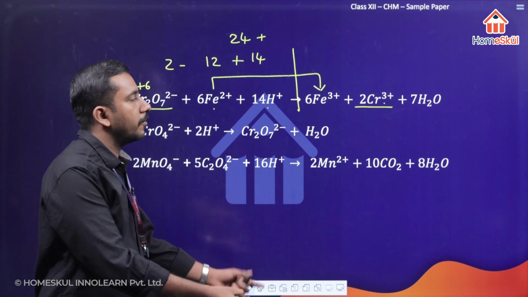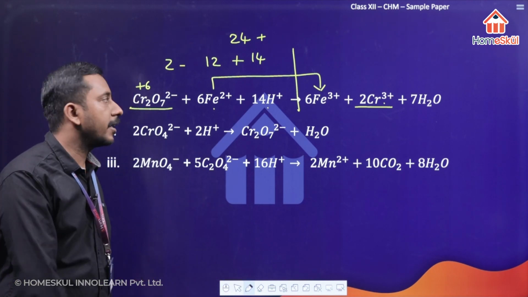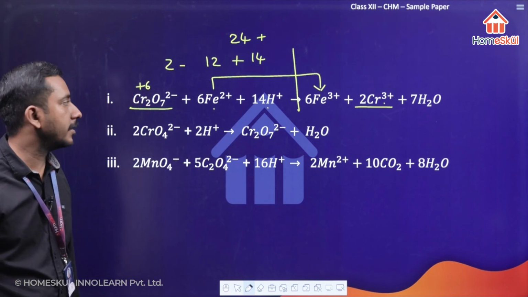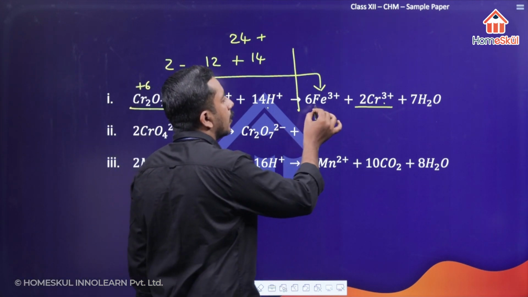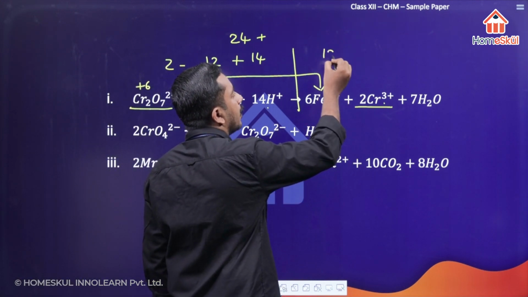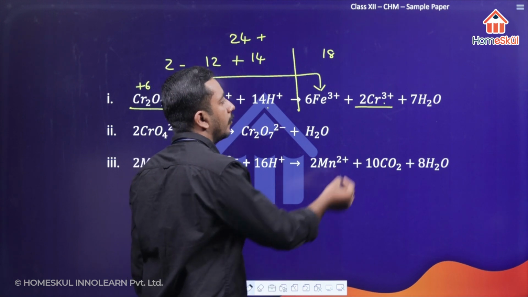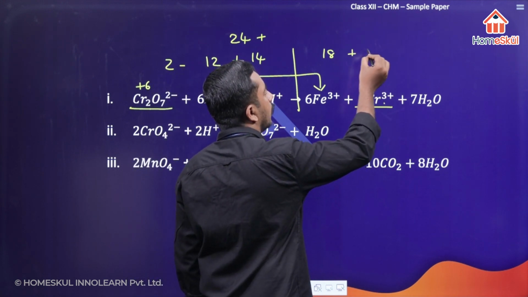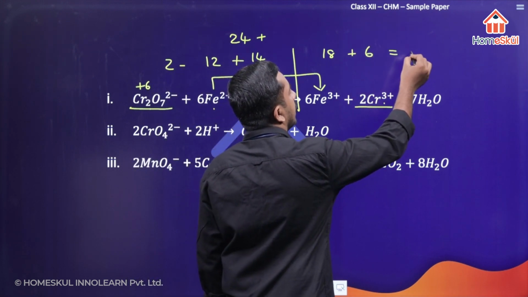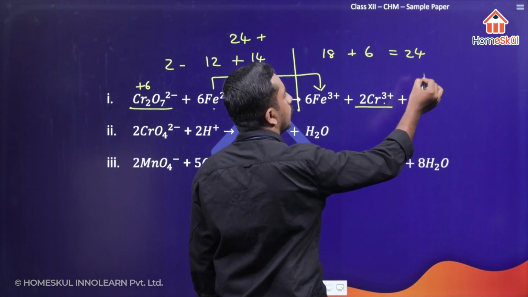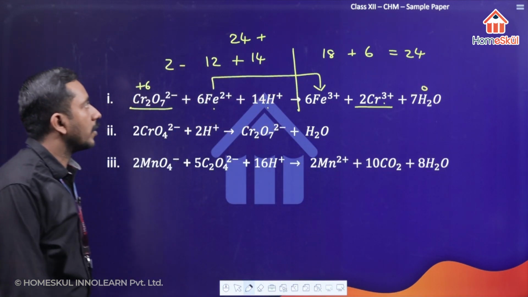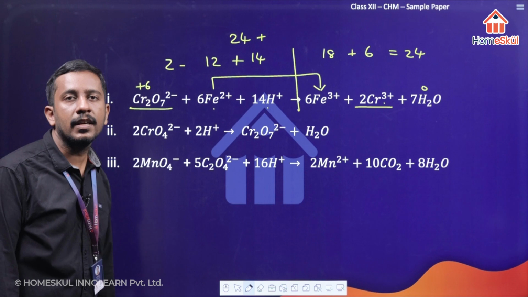So the same 24 positive charge should be present on the RHS of the equation also if the reaction is balanced. So let us check that. So we have 6 Fe3+, we have 18 positive charge, and we have 2 Cr3+, so that will be 6. So 18 plus 6, that is equal to 24. Water is a neutral molecule, has no charge. So you can see that the total equation is fully balanced.